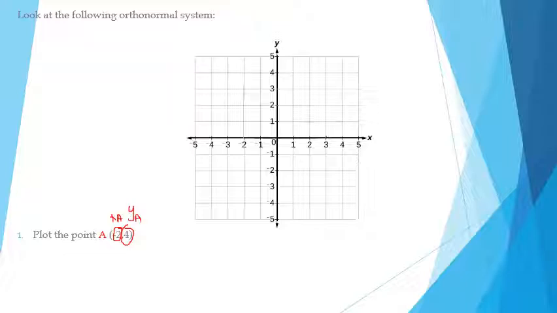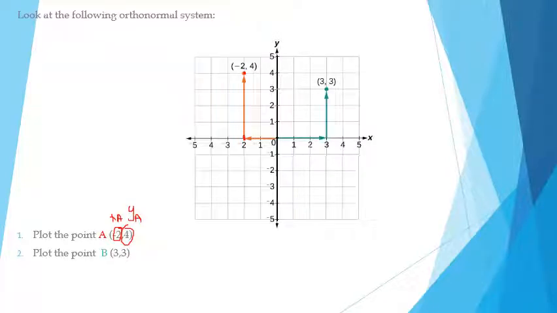How to locate such a point? Minus 2. Here is minus 2 on the x-axis. Okay, where's the point 4? Here is 4. So it's where I can plot point A.